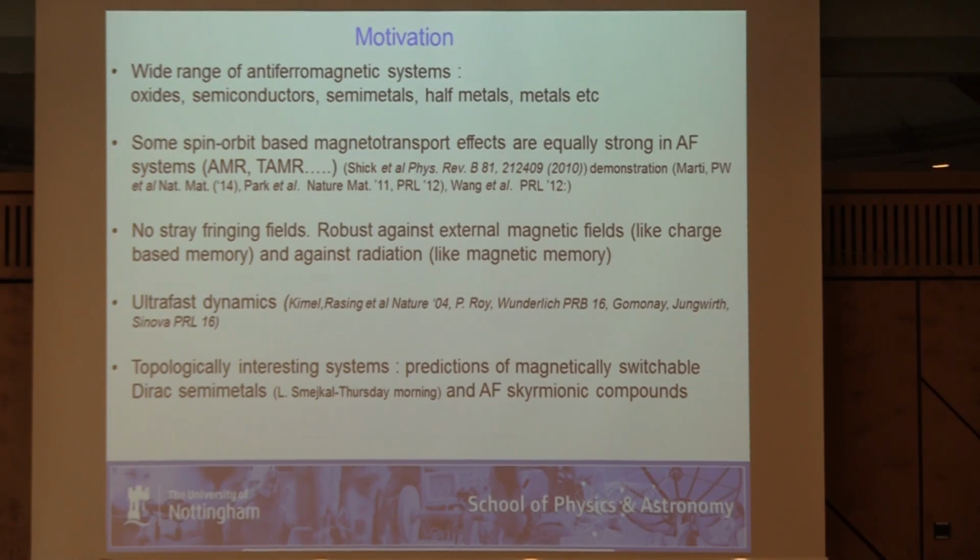So the motivation is growing all the time as well, not only is there a huge range of systems, ranging from oxides all the way to metals, and also some topologically interesting systems which are going to be discussed later in the workshop. Some of the spin orbit-based magnetotransport effects that have been used and are used in ferromagnets are equally present in antiferromagnetic systems. They were predicted, and a lot of them have also now been demonstrated.